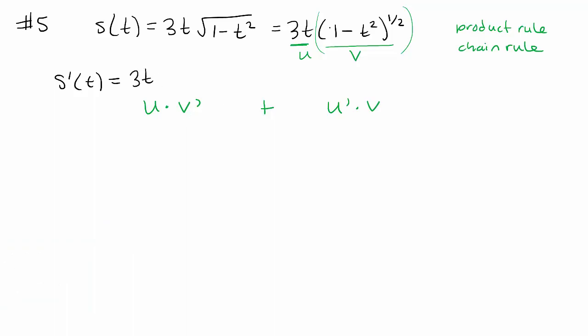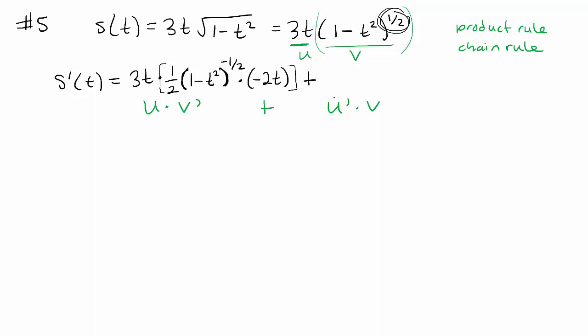And then when I take the derivative of v using the chain rule, that means I have to do the derivative of the outside first. The outside is that 1/2 power. So I'll bring that exponent down. I keep the inside, subtract 1 from that exponent. So 1/2 minus 1 is -1/2. And then I have to chain on the derivative of the inside. So the derivative of 1 minus t squared, which is -2t. So this part right here, this is all the derivative of v.